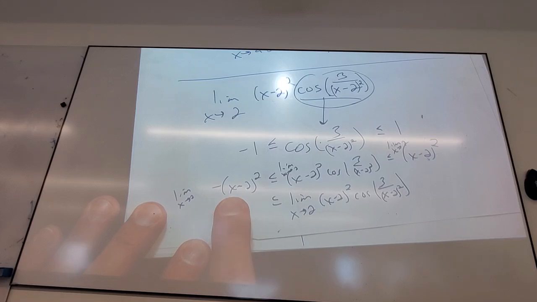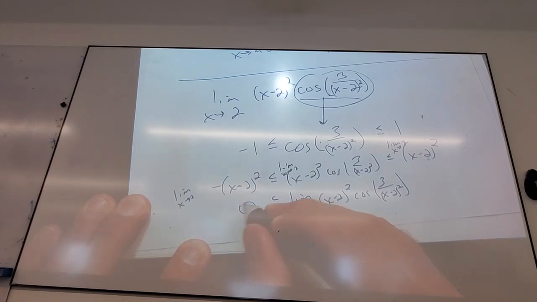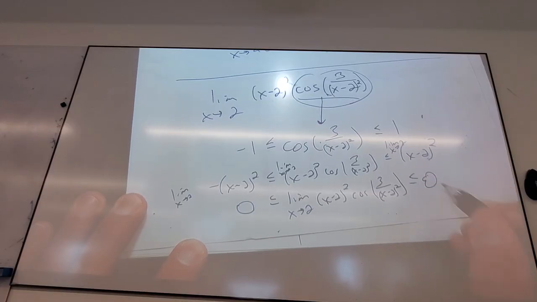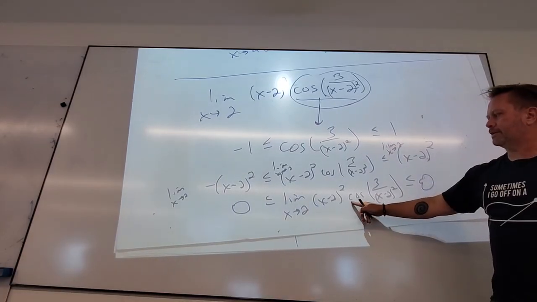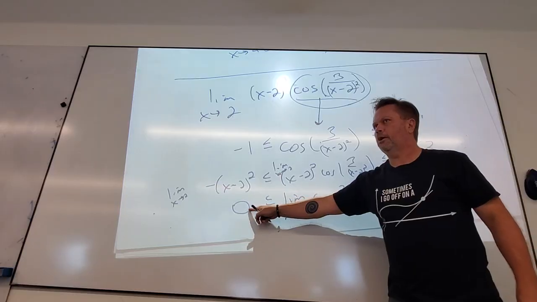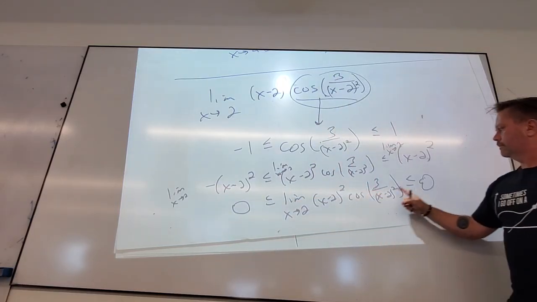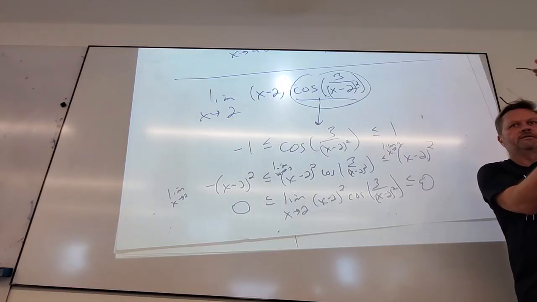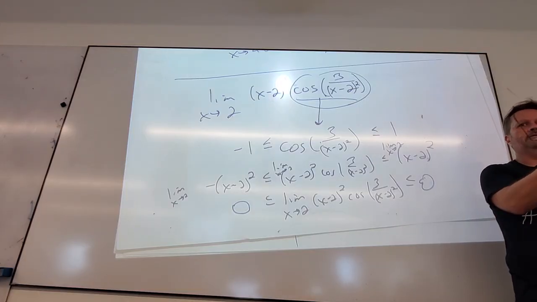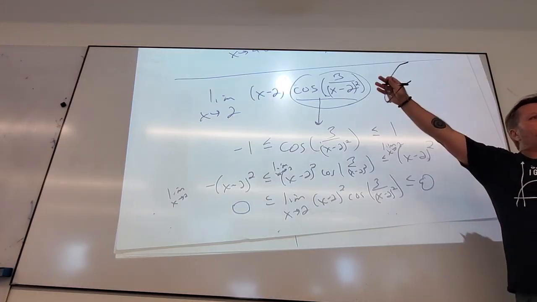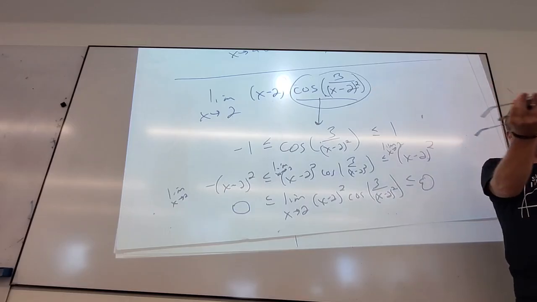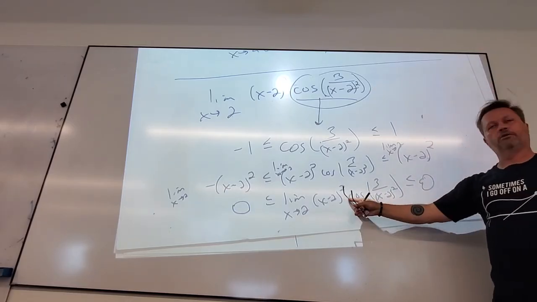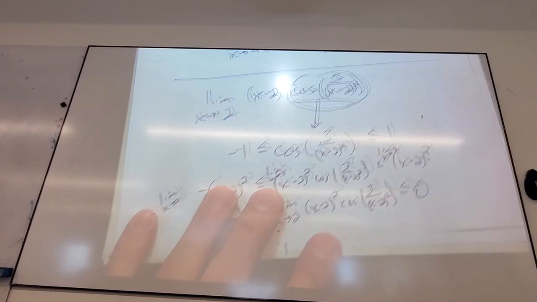Well, what's the limit of this as x goes to 2? 0. What's the limit of this as x goes to 2? 0. If this has to be greater than or equal to 0 and less than or equal to 0, the only option for it is 0. We squeezed it. We trapped it between two things. They both become the same value at the limit, 0. So now I know this limit is 0.